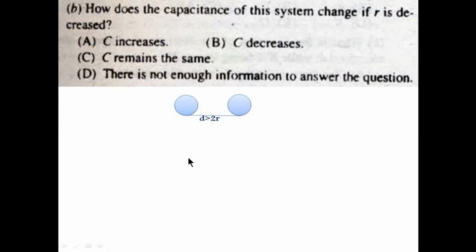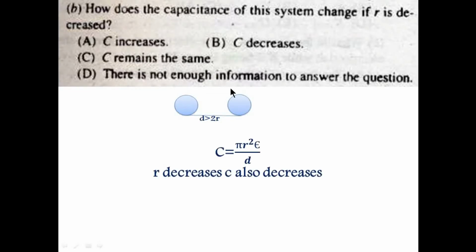Question number 3 part B is, how does the capacitance of this system change if r is decreased? Capacitance increases, capacitance decreases, or it remains the same, or not enough information to give the answer. As we know, the capacitance is equal to A epsilon naught by D. So the area, for this spherical shape, is pi r squared. So here we can see that if r decreases, then the capacitance will decrease. Option B is the correct option.